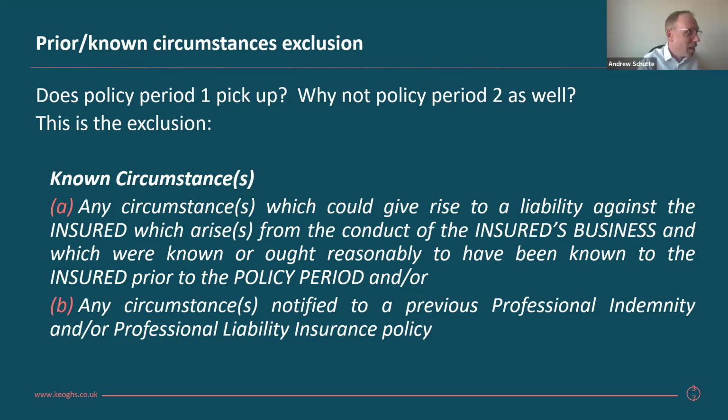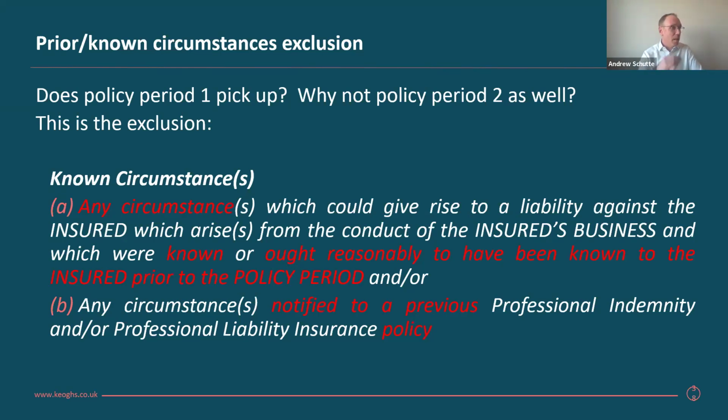So claims made machine. The known circumstances clause or the prior knowledge clause, it's called various things. And this one here, we've got circumstances that could give rise to a liability which were known or ought reasonably to have been known to the insured before the policy period, or anything notified to a prior year. So in our little example, actually B would apply, because I said that there was a notification of the circumstance to policy period 1. So policy period 2 has got this in.